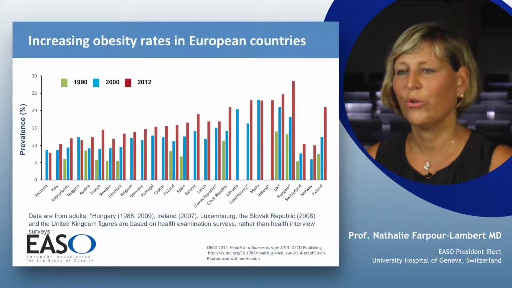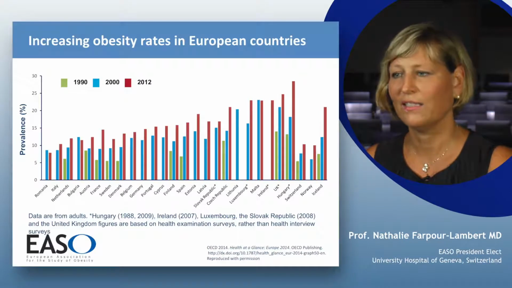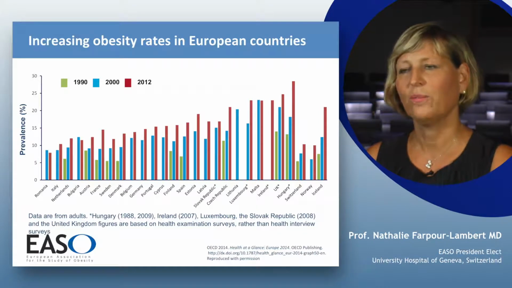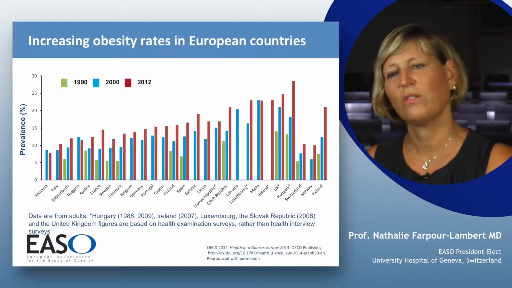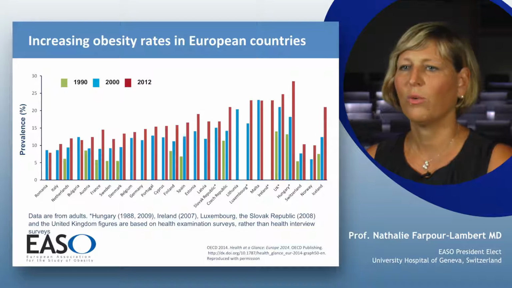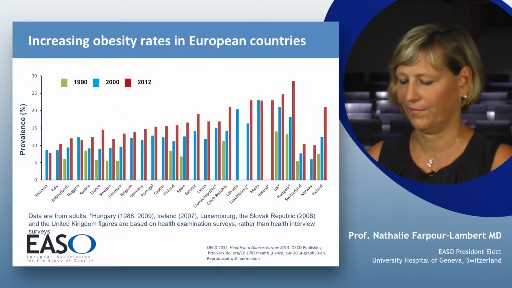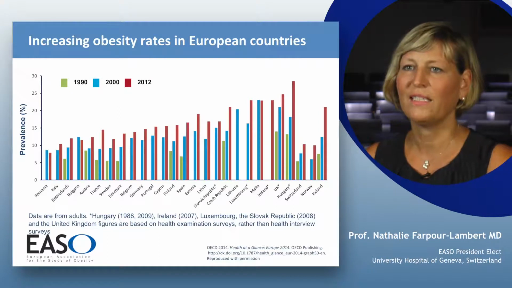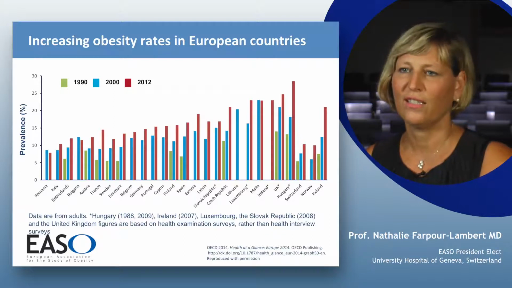This slide shows the prevalence of obesity in European countries. We can see a trend toward an increased prevalence in the eastern region of Europe, as well as the Mediterranean countries like Portugal, Spain, Italy, or Greece. The prevalence of obesity has also increased tremendously in the last 2 decades.